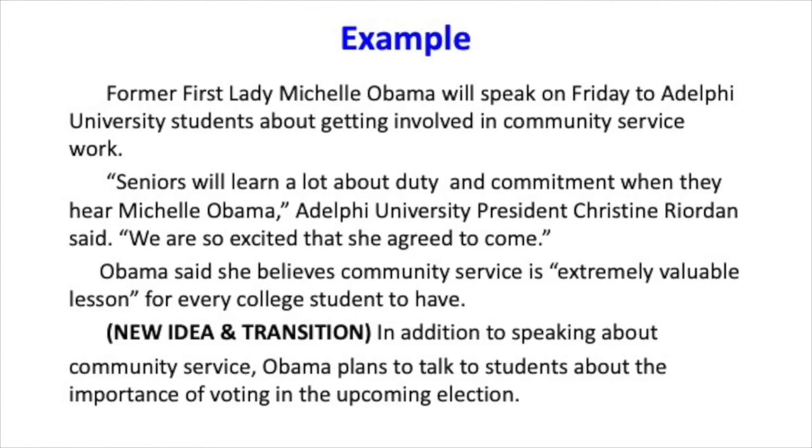After writing about the main point of her visit, which is to honor community service students, you might write something like, "In addition to speaking about community service, Obama plans to talk to students about the importance of voting in the upcoming election." So that, "in addition to speaking about community service," serves as our transition. It indicates to readers that the story is making a turn and we're no longer talking about community service.